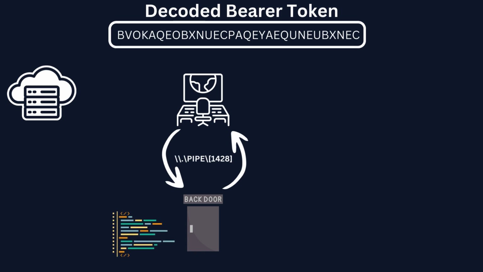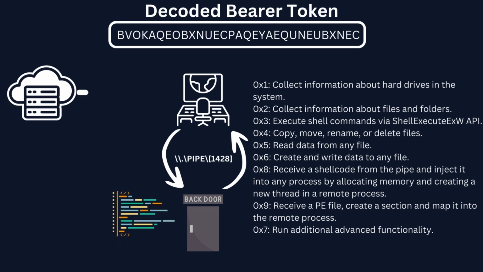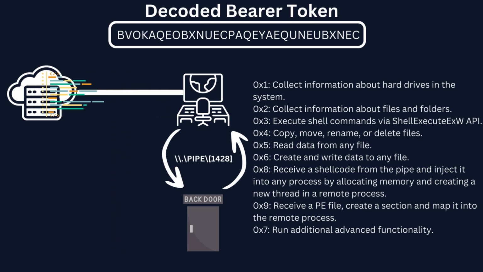The backdoor module then parses the incoming data to read the command ID. There are 9 actions the backdoor module can do. After the backdoor completes the action, it sends results back to the C2 module to then be sent to the C2 server running in the cloud.